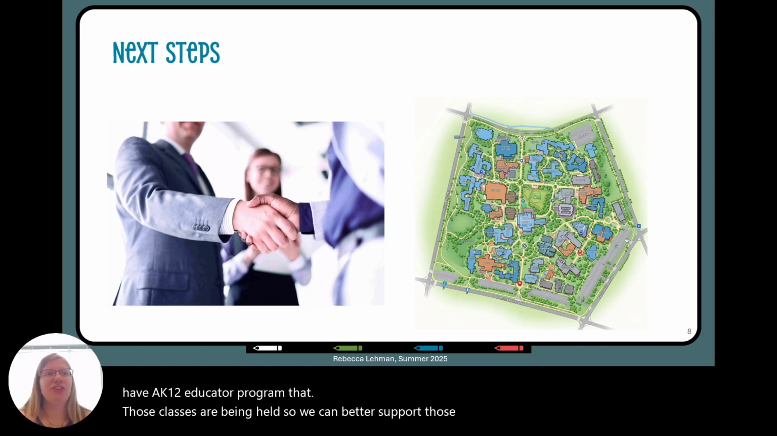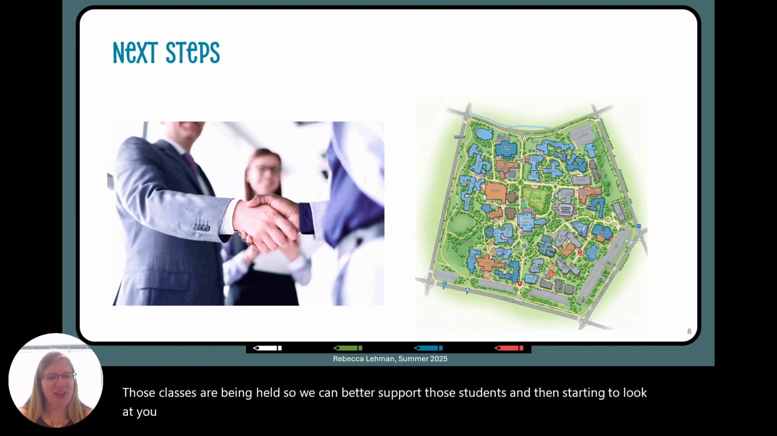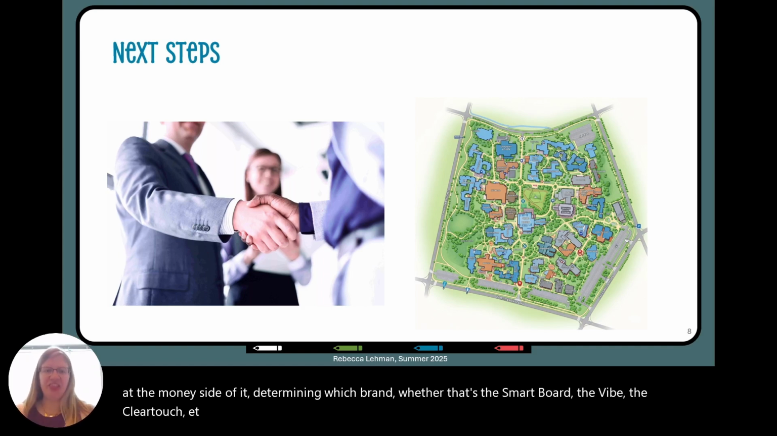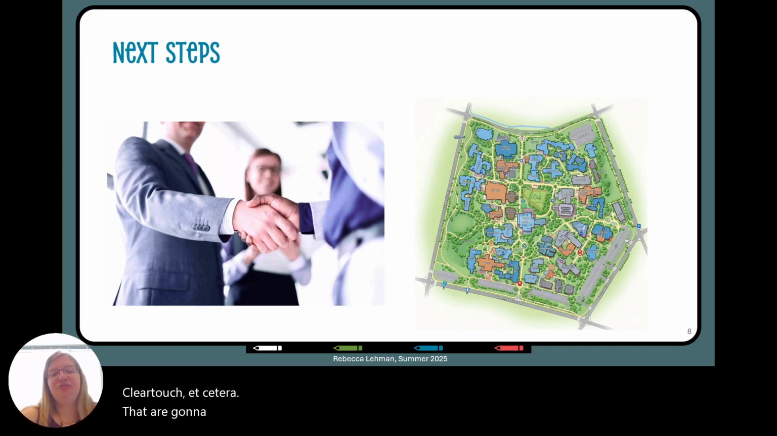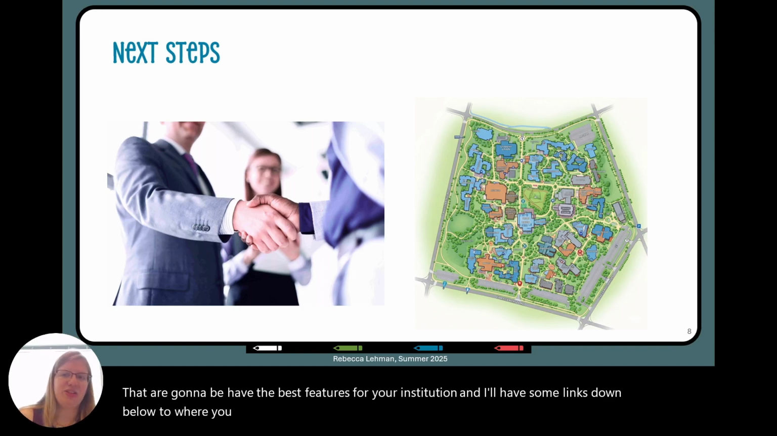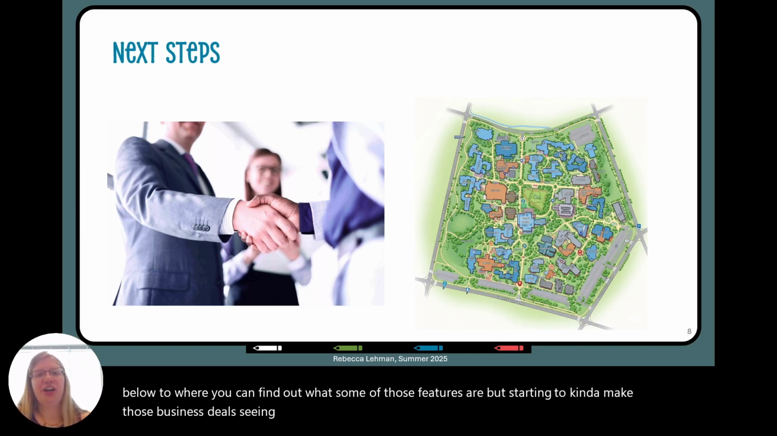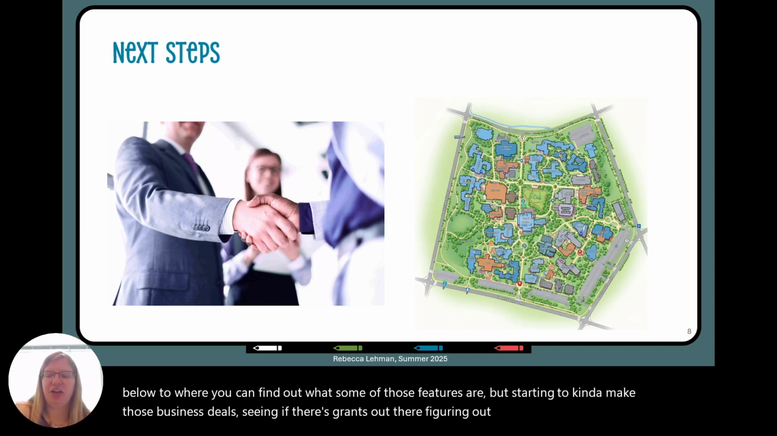And then start to look at the money side of it, determining which brand, whether that's the SMARTBoard, the Vibe, the Clear Touch, etc., is going to have the best features for your institution. I'll have some links down below to where you can find out what some of those features are. But start to make those business deals, see if there are grants out there, figure out your timeline, etc.